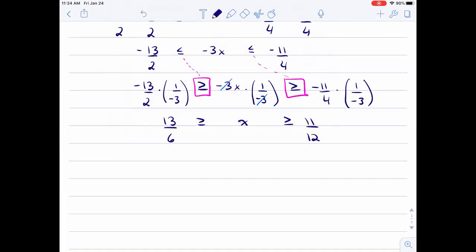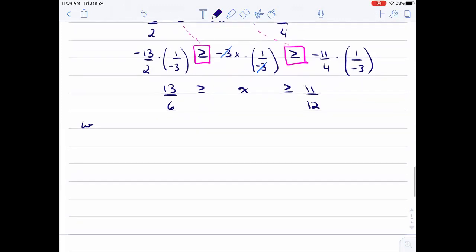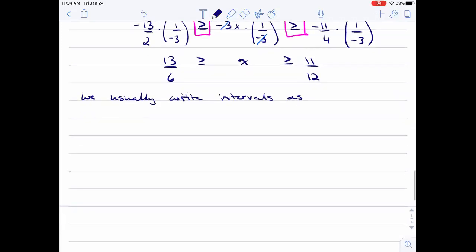Usually, we write intervals from the smallest value to the highest value. So what I'm going to do is rewrite this way, making sure that the inequalities still stay true. And so we usually write intervals as a is less than or equal to x, which is less than or equal to b, something like that.